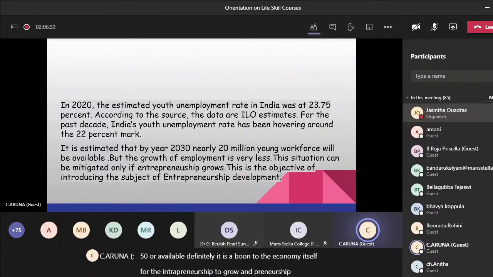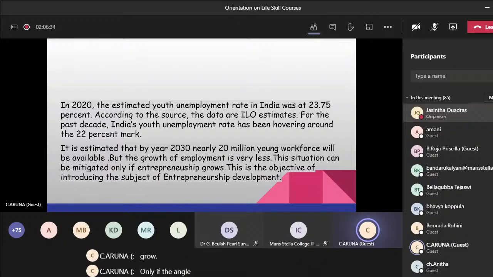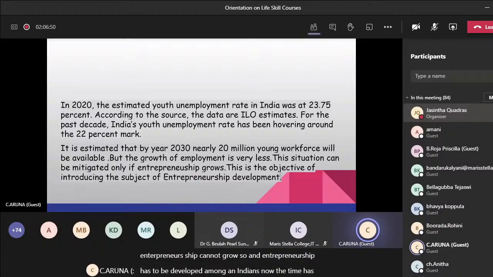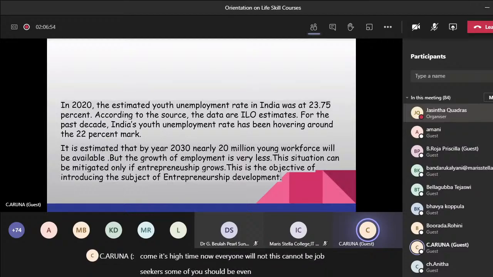Entrepreneurship can grow only if the young workforce is available. Okay, see, if entrepreneurship grows, then only employment grows. Both are proportional, but vice versa is not the case. If employment grows, entrepreneurship cannot grow. So entrepreneurship has to be developed among young Indians now. The time has come. It's high time now. Everyone cannot be job seekers. Some of you should be entrepreneurs also. So this subject is a little effort towards inculcating that habit, or introducing you to the subject of entrepreneurship development.